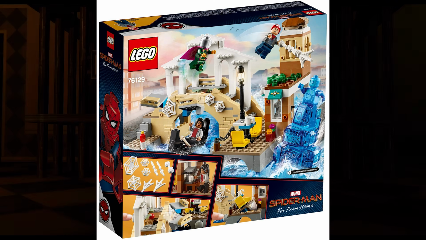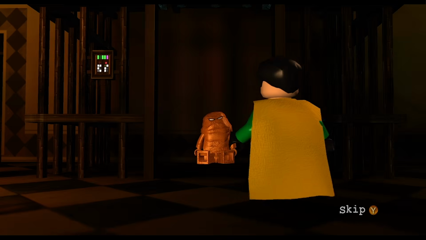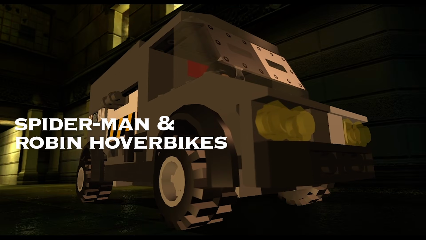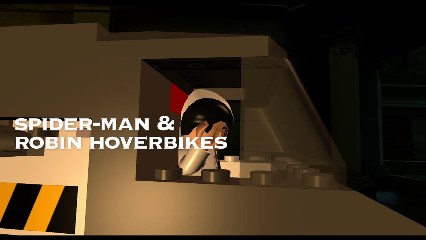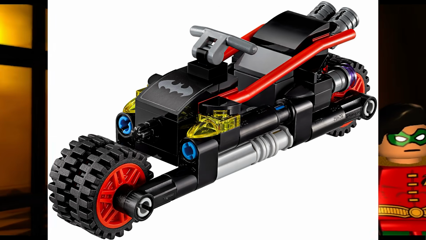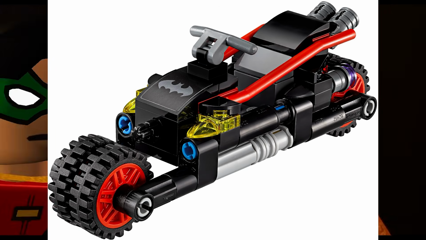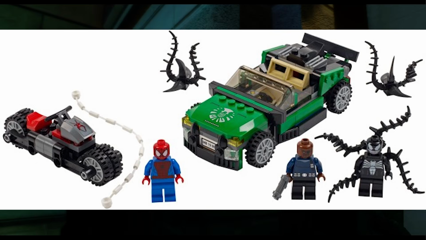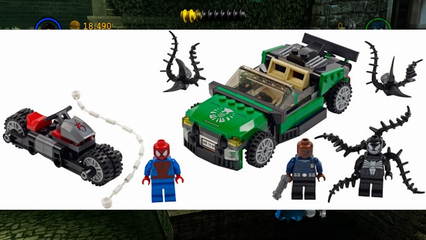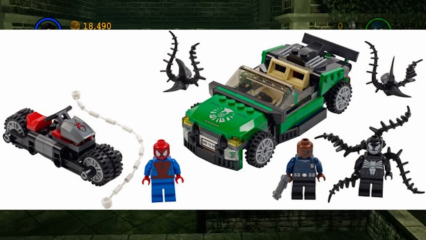This one could very well just be open for interpretation. Spider-Man and Robin hoverbikes. So Robin's hoverbike in the Ultimate Batmobile from the Lego Batman movie is very similar in design to the Spider-Man Spider Cycle Chase hoverbike. That's it. That's the entry.